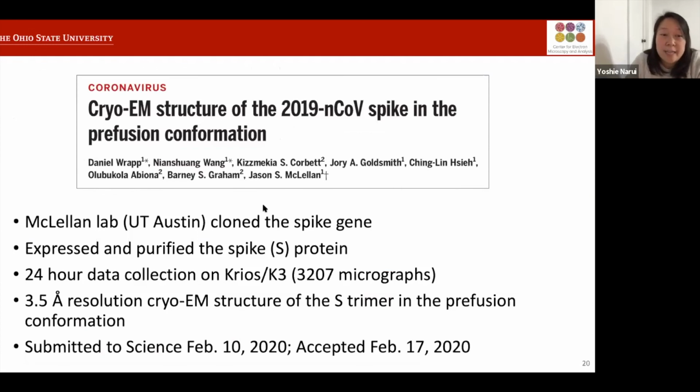Okay, so this is very impressive, I think. The McLellan lab at UT Austin were the first to clone, express, and purify the spike protein. As I said, in January the sequence was released, and they submitted this manuscript to Science on February 10th, 2020. That was a little over a month after they received the sequence. After purification, they did 24-hour data collection on the Krios with the K3. They got about 3,000 movies out of that data collection, and from that they could determine a 3.5 angstrom resolution structure of the spike protein pre-fusion.